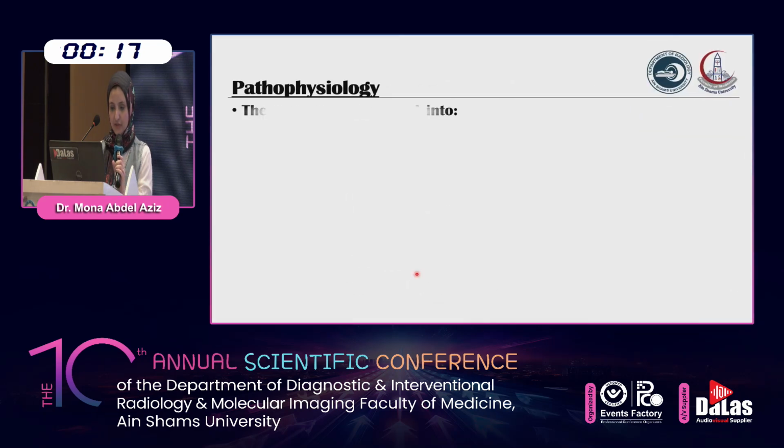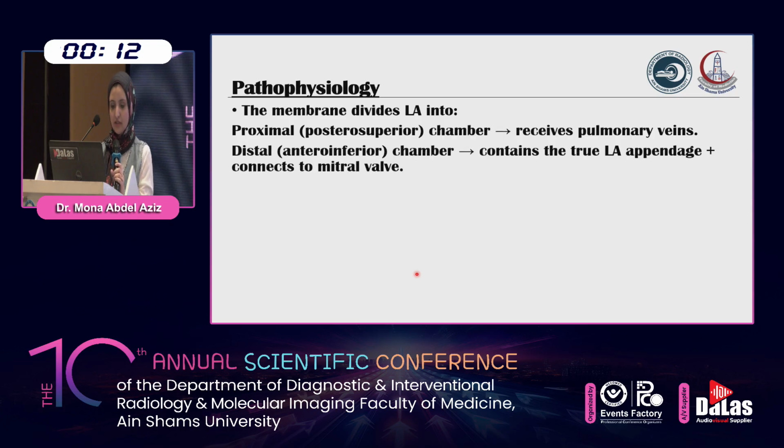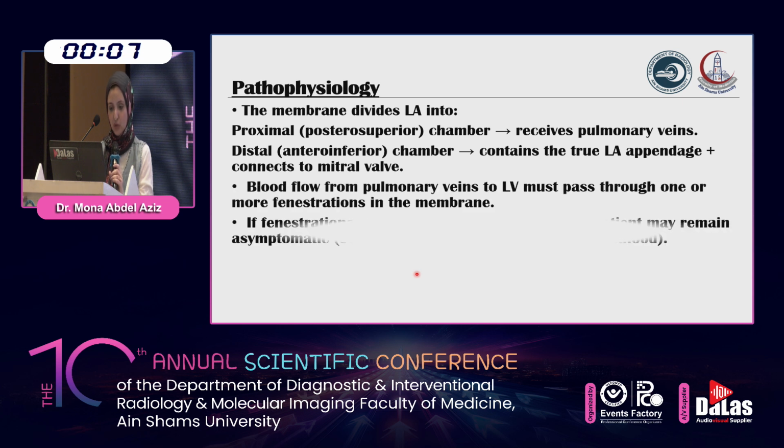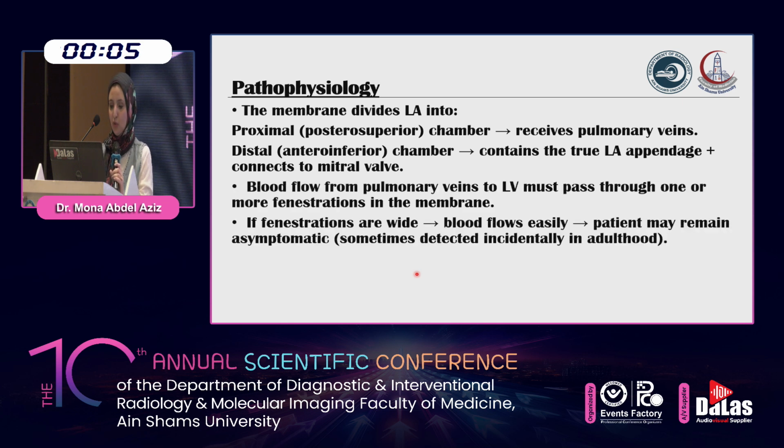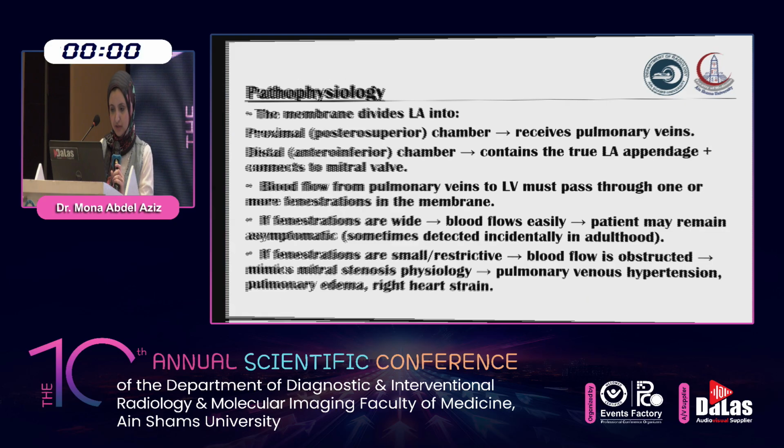What are its pathophysiology and clinical impact? The impact of this disease depends on the fenestrations inside the membrane and the blood flow passing through it. When these fenestrations are wide, the blood flows easily from the proximal chamber to the distal chamber to the LV, and the patient may remain asymptomatic. But when the fenestrations are very small or restrictive, the blood flow gets obstructed, and it mimics mitral stenosis physiology and can cause, as in our case, a dilated pulmonary trunk, pulmonary hypertension, and pulmonary edema up to right heart strain.